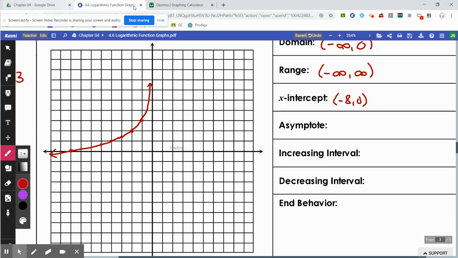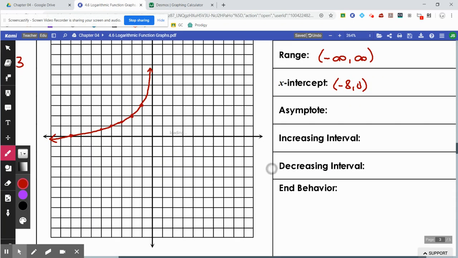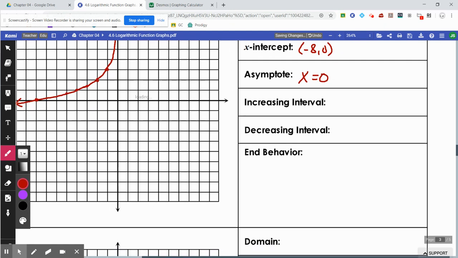And again, using Desmos, it's very easy to see. You just click on it right here. There is your x-intercept. Your asymptote line is going to be the y-axis, which is at x equals 0. You're increasing forever on your graph, which would be from -infinity up to that 0, and you're never decreasing.